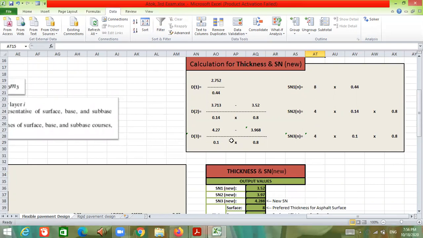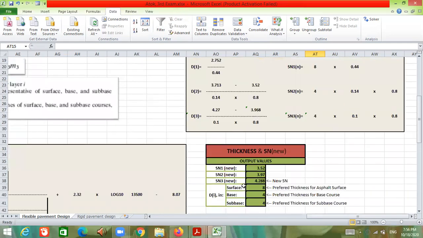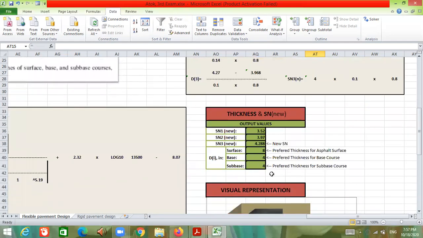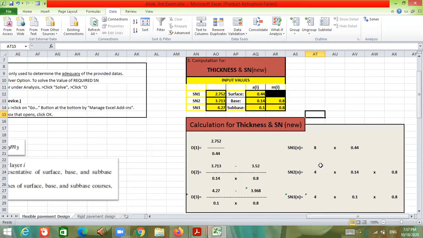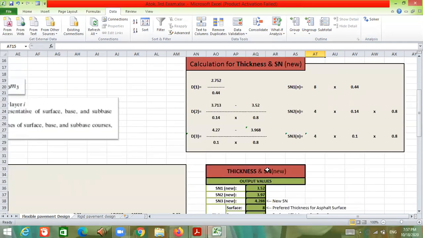And the third structural number is just the difference of our given or required third structural number minus the new second structural number, all over the multiplication of our layer coefficient in subbase and its drainage coefficient. And after you've got the value for our subbase thickness, it is going to be multiplied by the value for our layer coefficient and our drainage coefficient to get the value for our third structural number. And this third structural number, by the way, is our provided structural number.